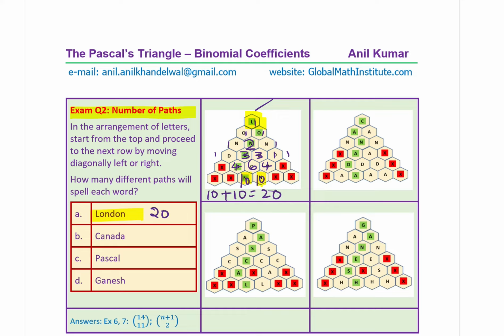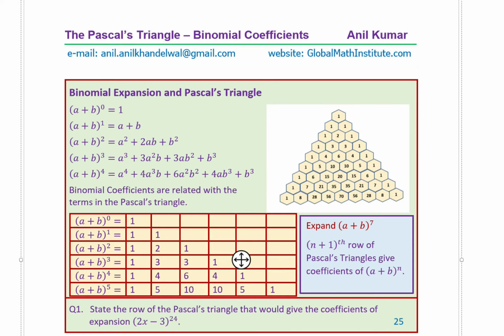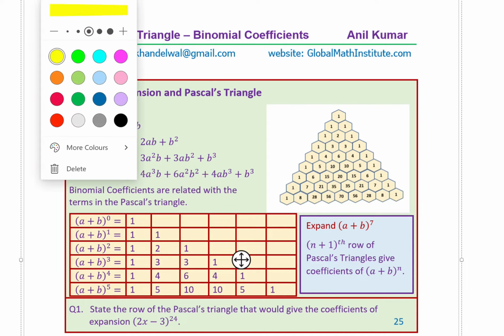So copy this pattern, write down the numbers, and add the numbers you get at the end, all together, to get the final result. I hope that is absolutely clear. Now let's move on and take the next example, which is the application of Pascal's triangle to binomial expansion. Once again, we have the same Pascal's triangle starting with 1.